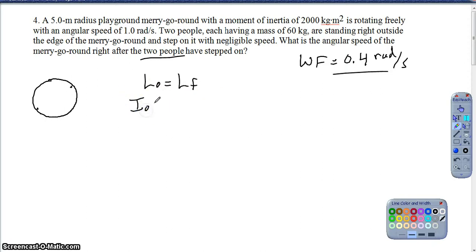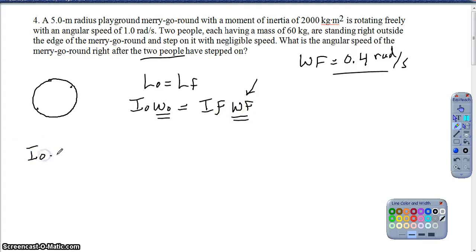So my initial moment of inertia times the initial angular velocity equals my final moment of inertia times the final angular velocity. They give us the initial angular velocity, and we're clearly looking for the final angular velocity, so that is the variable I want to leave in there. So our task becomes: what about the initial moment of inertia, and what about the final moment of inertia?